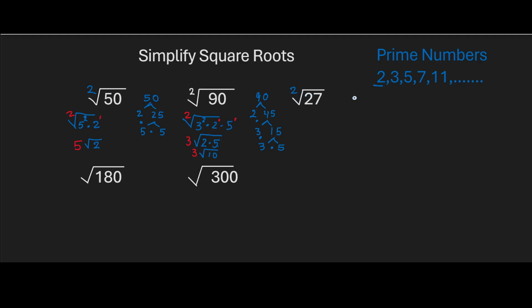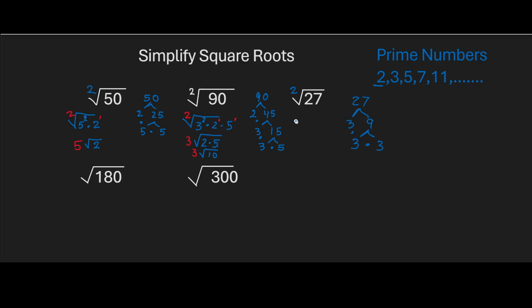What I'm going to do is rewrite 27. And 27, I can divide by 3. So the answer should be 9. And now, number 9, I'm going to divide by 3. So the answer is 3. What I'm going to do now is double check my answer. This is the answer, all the prime numbers: 3 times 3 is 9, times 3 is 27.